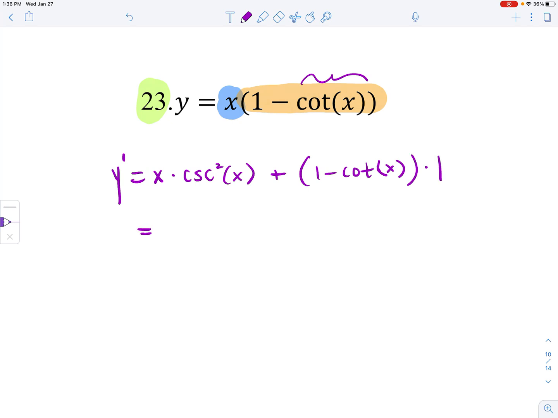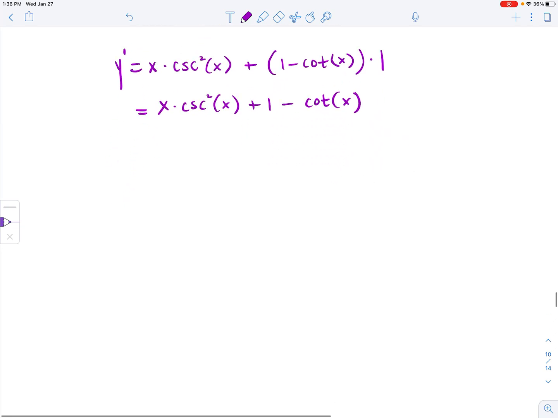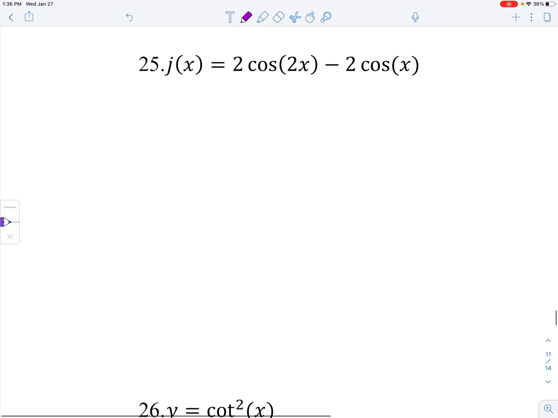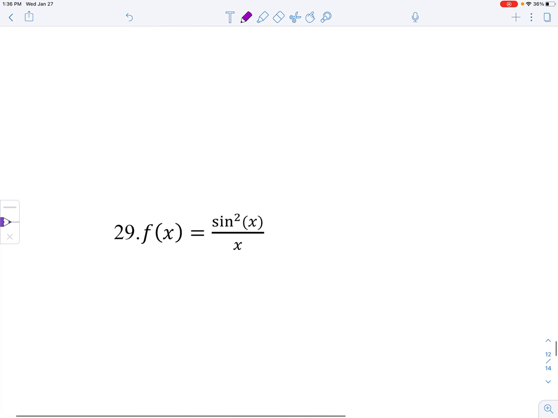And then plus that second factor times the derivative of the first. And we don't really need that grouping symbol. I'm not sure of the order that I have the terms in my worked out solutions that I posted, but that would be our derivative.